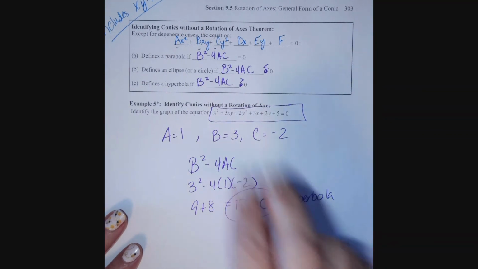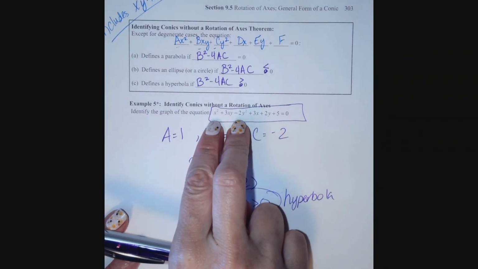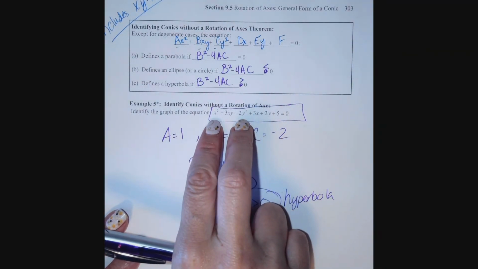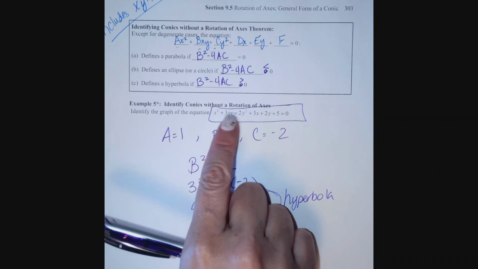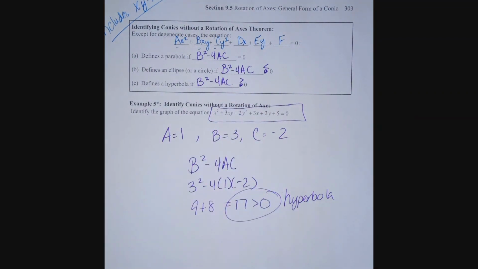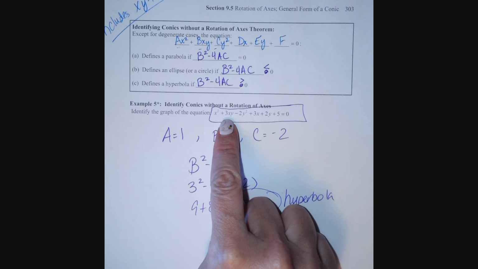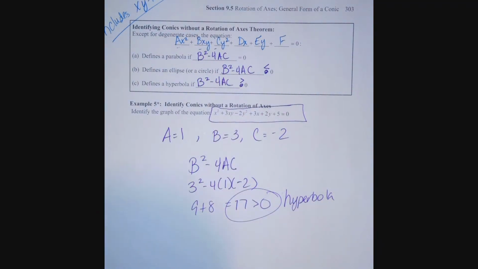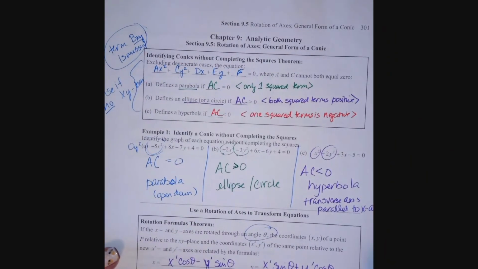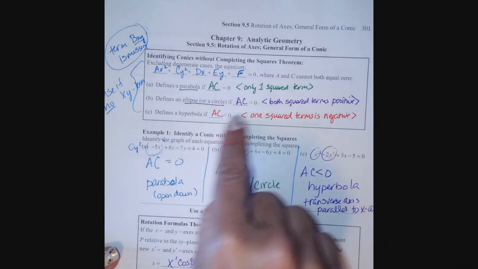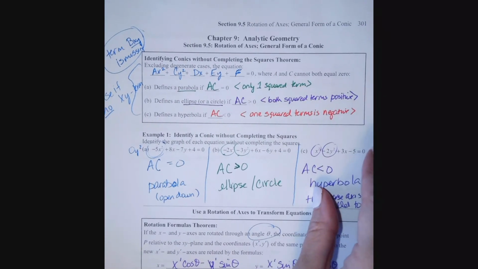Now I could have guessed that because my x squared is positive and my y squared is negative, but this xy term can throw a wrench in the works. It can mess us up and give us something that we're not expecting. So pay attention: anytime you have this xy term, you have to evaluate b squared minus 4ac. If you don't have the xy term, then you can just look at how a and c relate to each other.